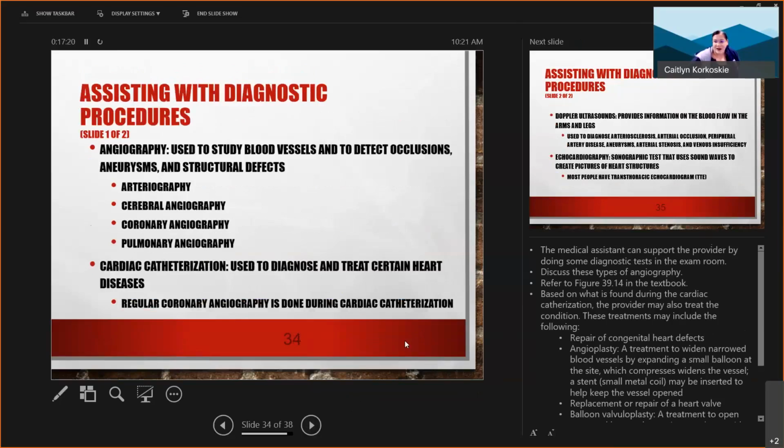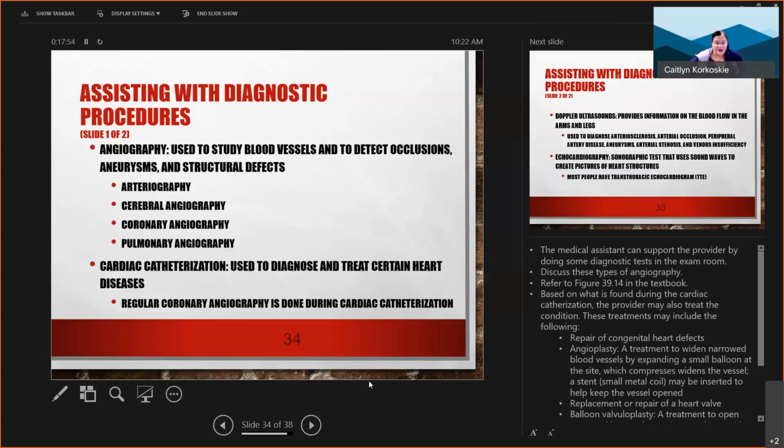So some testing that can be done for checking for different heart diseases. Again, you have the EKG, which basically checks electrical impulses. You have an angiograph, which is studying the blood vessels to detect any structural defects, like a blockage, so that way we can prevent an aneurysm or stroke or heart attack. These are some different ways that they would check that.